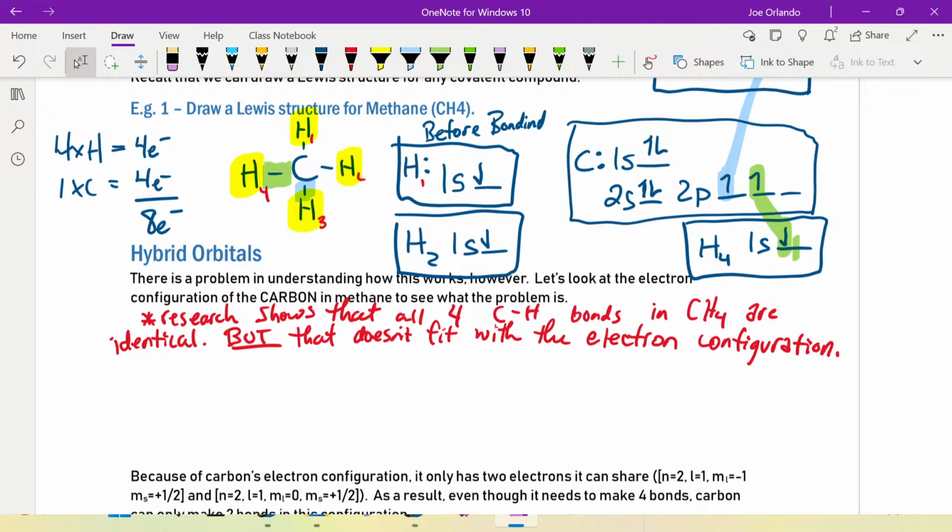But when we look at CH4, observationally, we see that all 4 bonds are the exact same. There's no difference between them. And that doesn't work with this electron configuration. So what must that mean? Well, it must mean that something happens. Does that make sense? Deep insight. Something happens.